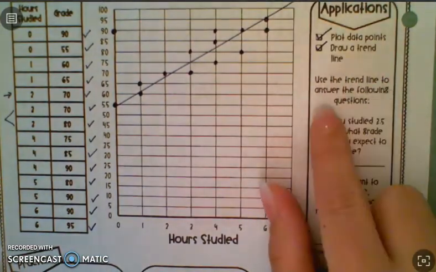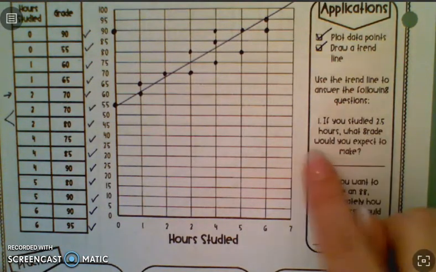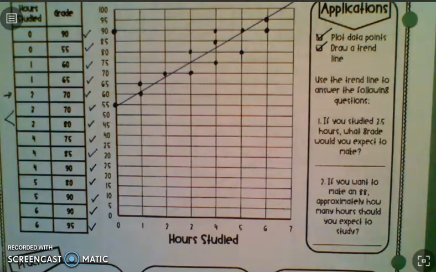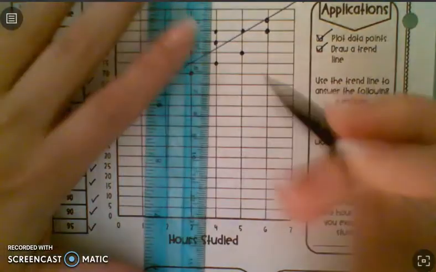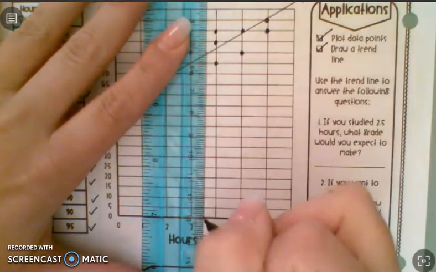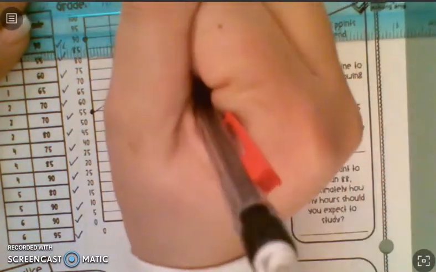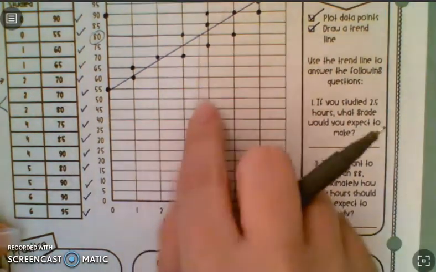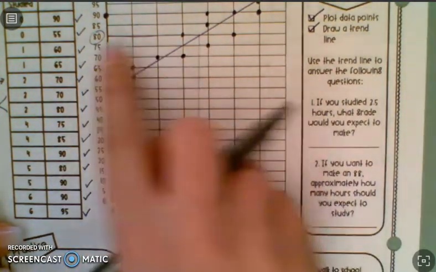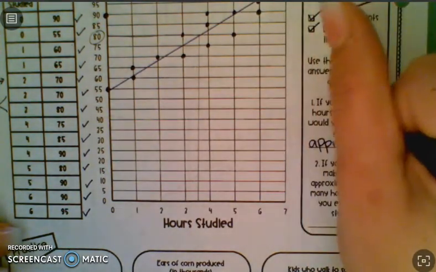Now it says use the trend line to answer the following questions. If you studied 3.5 hours, what grade would you expect to make? So 3.5 hours is right here. So if I studied 3.5 hours, it would be 80. Approximately 80. If your trend line was a little bit less, you could say like 78. I'm going to say approximately 80.